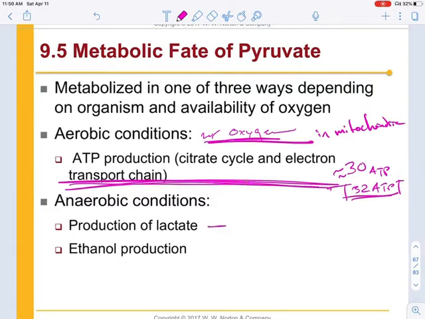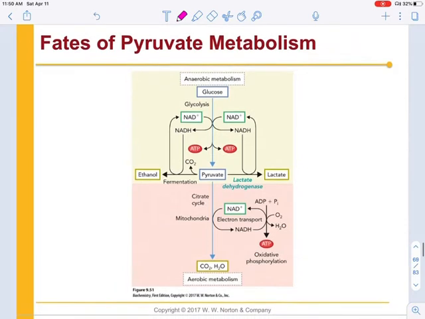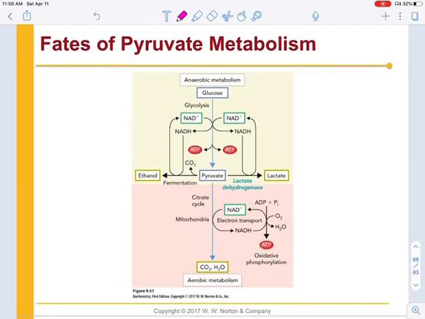Without oxygen, you have to make some compromises. In animals, we make lactate, and in yeast, we make ethanol. Now here, you still only result in 2 ATP, and you actually have to invest a little bit in order to convert these things to lactate or ethanol, and we'll see that. So you're going to put in a little bit more energy in doing that. Okay, so that's shown here.